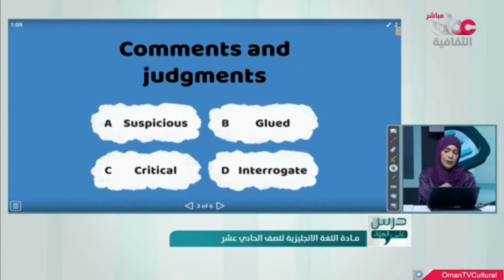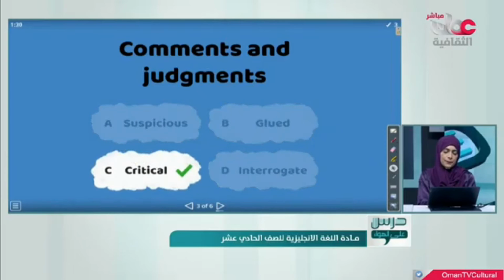Number 3, comments and judgments about something. Here we have 4 choices. Suspicious, we have got this word before, so we will not choose it. We have glued, critical, and interrogate. Comments and judgments refers to C, which is critical.